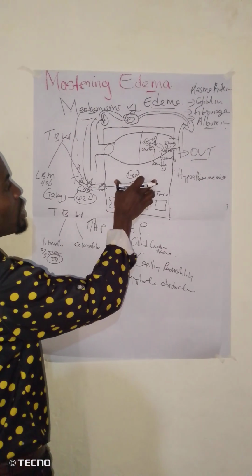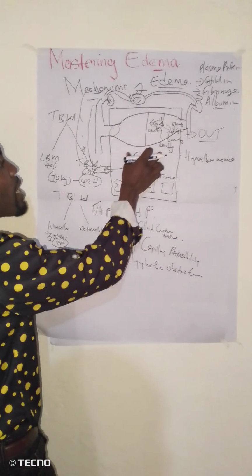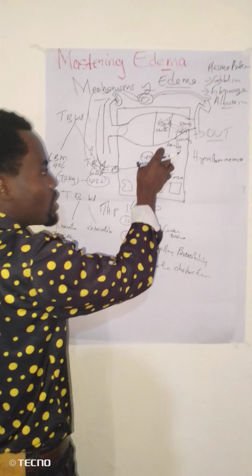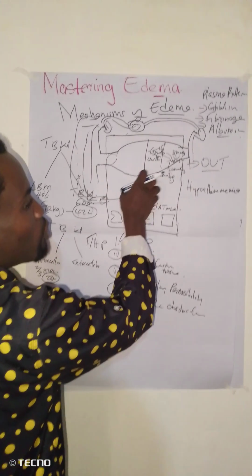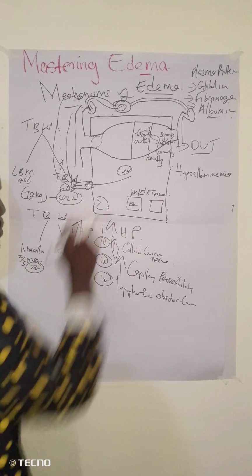the fluid will be retained in the interstitial space. And when it is retained in the interstitial space, remember, they will be trapping water into this space, and therefore there will be a lot of fluid trapped into the interstitium.